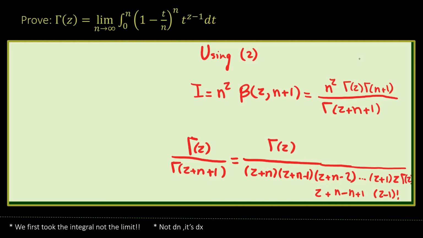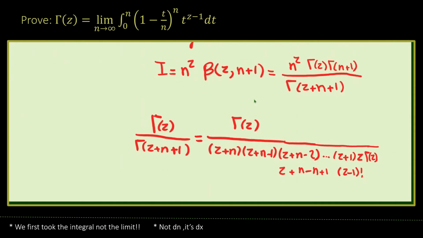Okay, so we can simplify this by taking this gamma z with this one, and that will give us the simplified form.